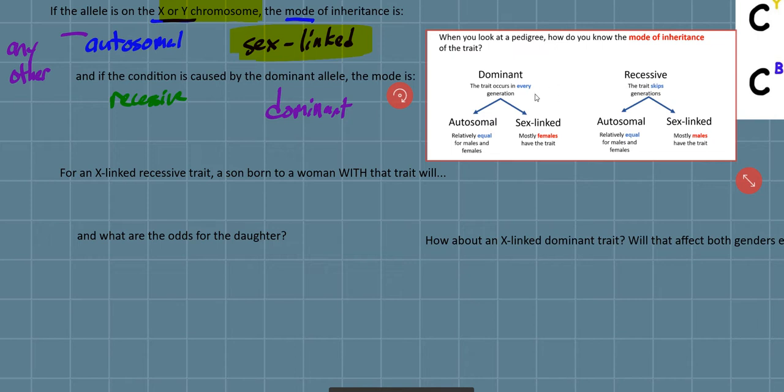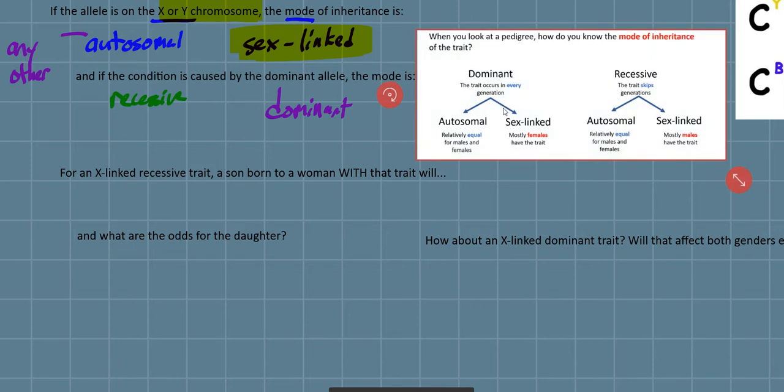In dominant traits, we mostly see this happen in every generation. We don't see skipping. For autosomal ones, both men and women are affected equally, more or less. For sex-linked traits, we see mostly females having that trait and fewer males. As far as recessive traits, the autosomal ones affect men and women equally. But since the trait skips generations, when you work through your Punnett squares for it, you'll find that mostly males will have that trait.